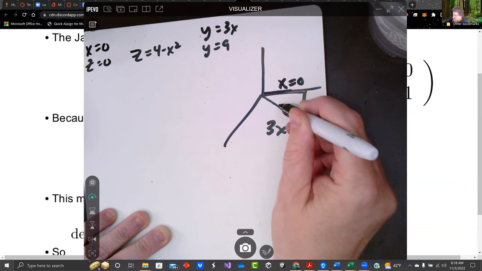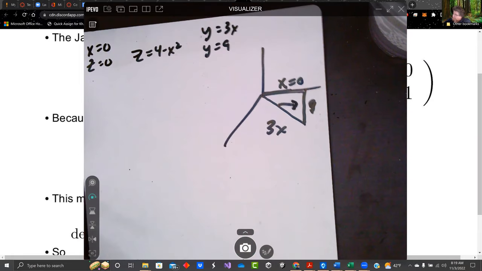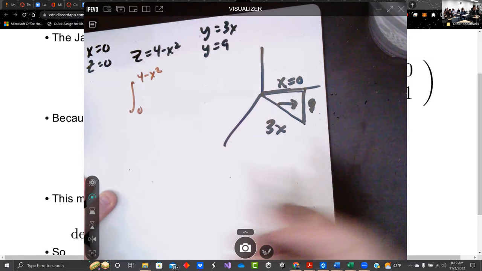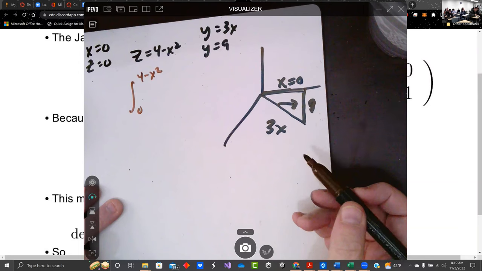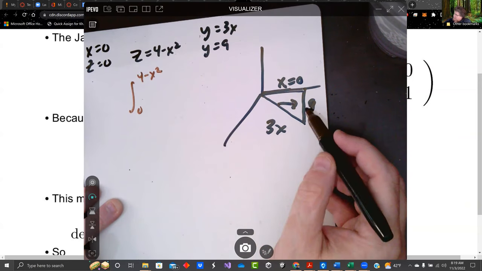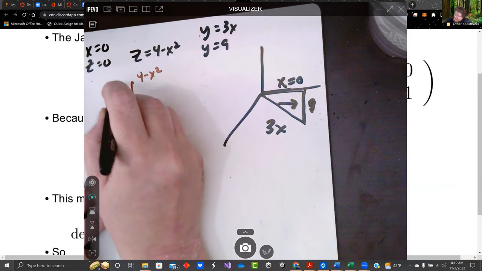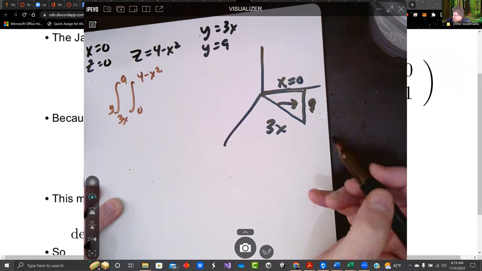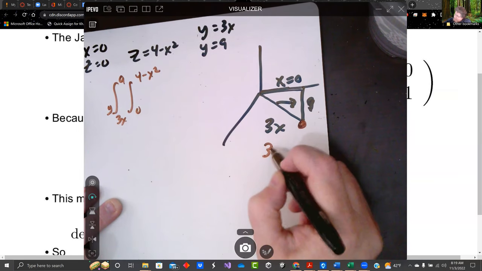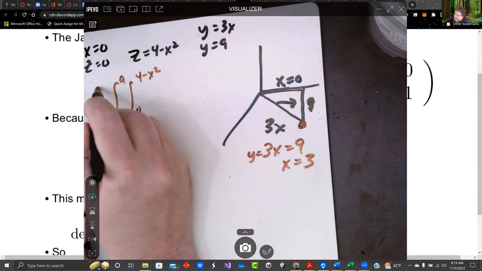So if we integrate, we clearly got to do z first. x equals 0 is given, that's just the x equals 0 plane. And then if we integrate out y, we go from 3x to 9. And then x is going, where do 3x and 9 meet? This intersection right there is where y equals 3x equals 9. So x equals 3. Our boundaries on x are 0 and 3.